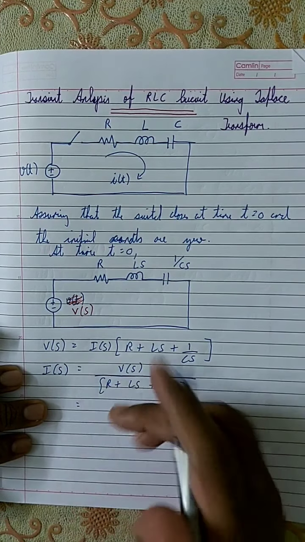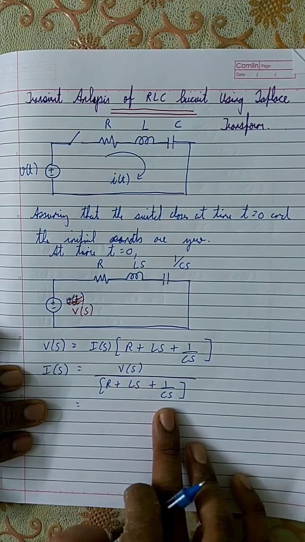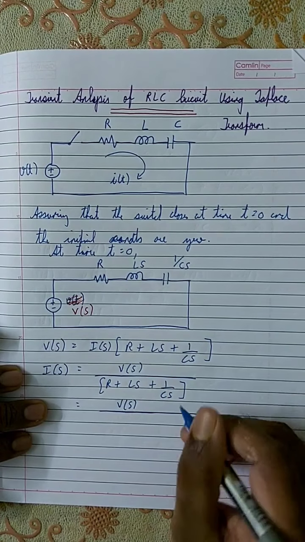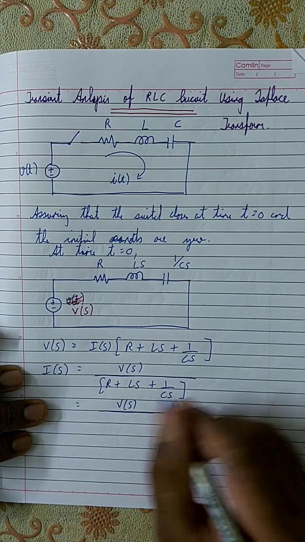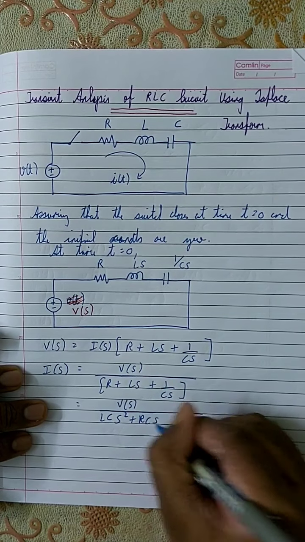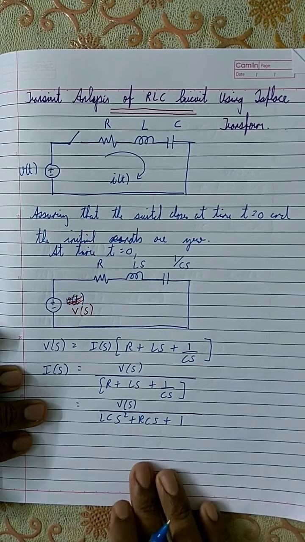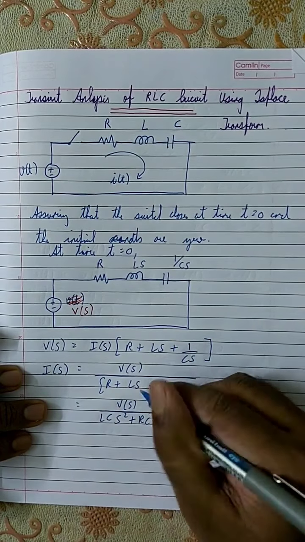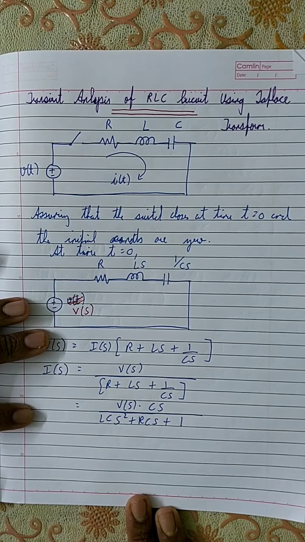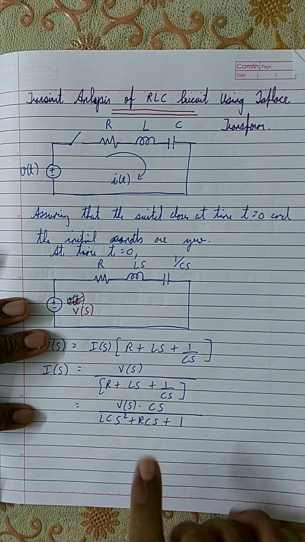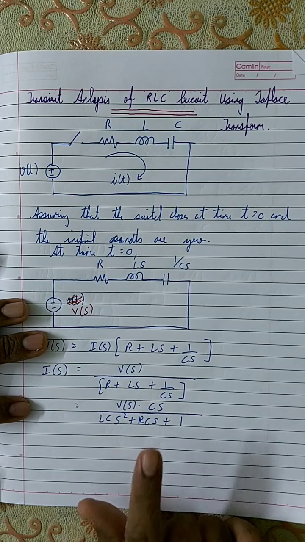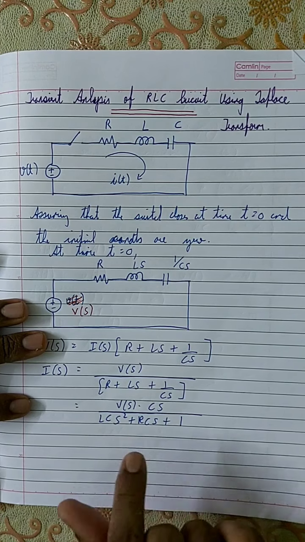So now again we take the LCM of this. Taking the LCM, this will become V of S by LCS square plus RCS plus 1 by CS. That CS will come on top into CS. There you go. I told you, you need to make this into a form which you can understand, right?